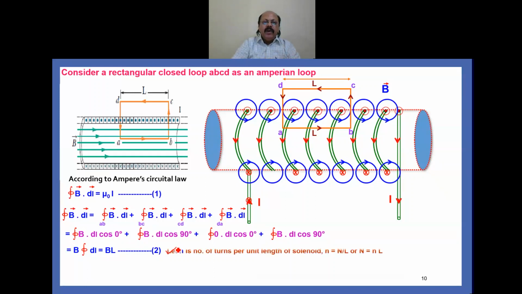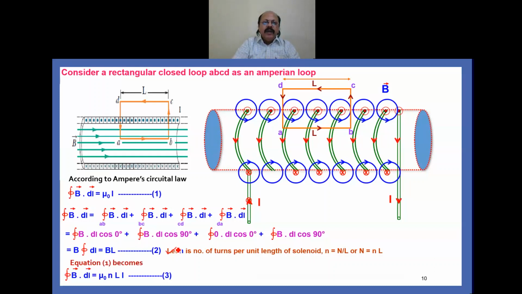Now if we say that small n is the number of turns per unit length of the solenoid, that is small n equal to capital N upon L. Capital N is the total number of turns, L is the total length of the Amperian loop which you are taking. Then capital N equal to small n L. The current passes through each turn. So that's why equation 1 we now rewrite: closed integral B vector dot dl vector equal to mu naught n L I.